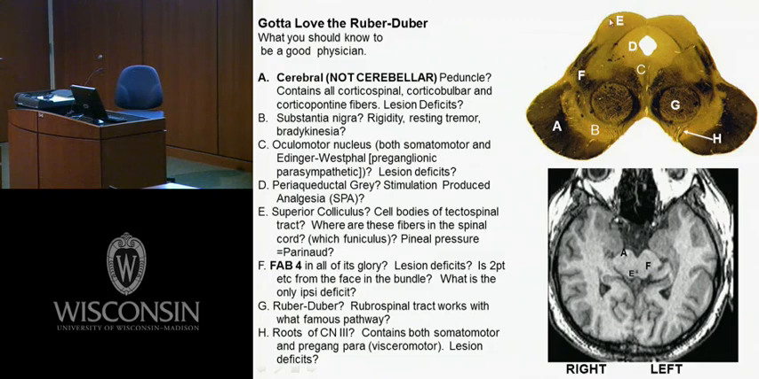Remember what I said was important about this? Well, there are some fibers that leave here and cross and go way down the spinal cord as the tectospinal tract, but pressure on this from the pineal will give you Parinaud syndrome.